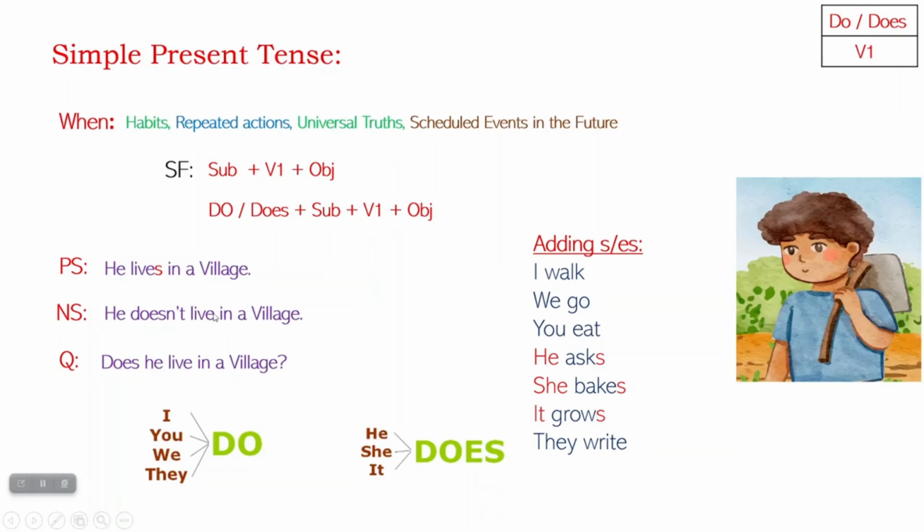If you observe one thing, in any positive sentence, we don't have any helping verbs. We should have helping verbs in negative sentences and question forms. Another point is, we added s to the verb in the positive sentence, but we have not added s to the verb in the negative sentence and question formation. And when do we use do and when do we use does? For I, you, we, they, we need to use do. For he, she, it, we need to use does.